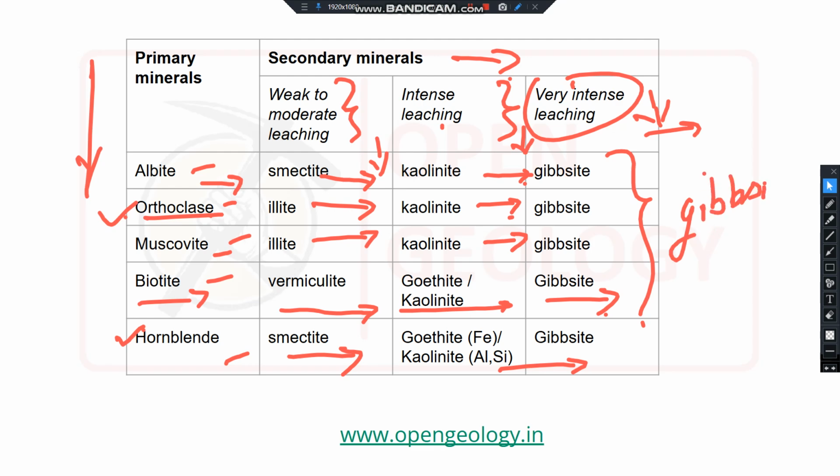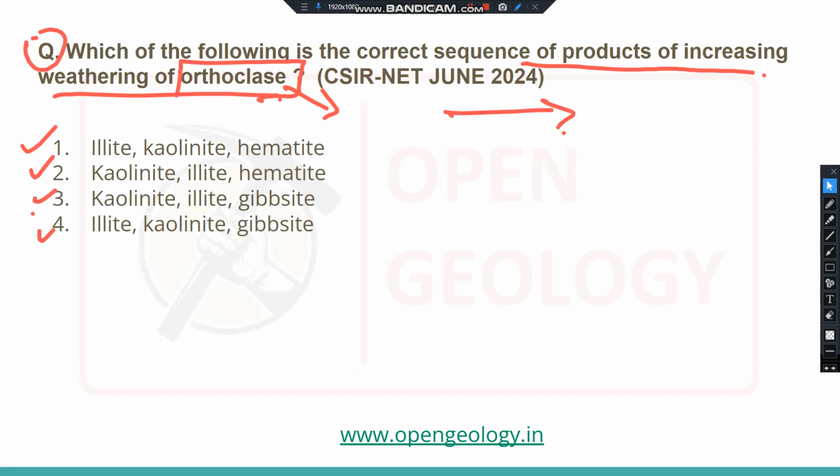So there can be one more question, like which of the following clay minerals can be found in very intense leaching? Gibbsite would be the right answer. And these are the sequences. So as per our question, the fourth option, illite, kaolinite, gibbsite, is the sequence for orthoclase. Okay, let us go to our next question.